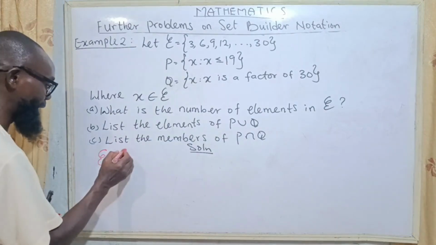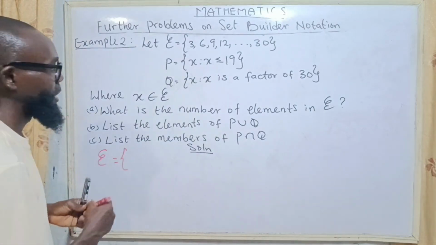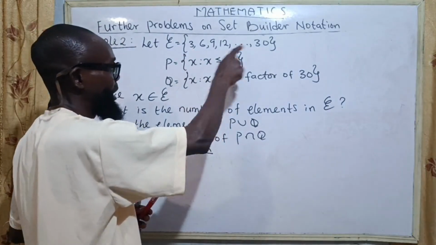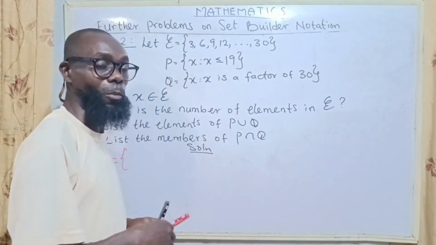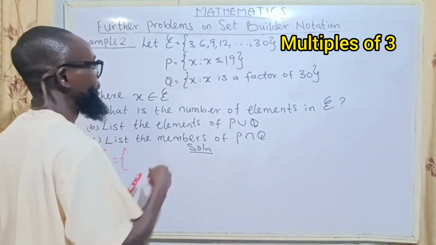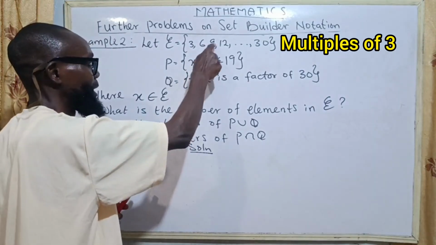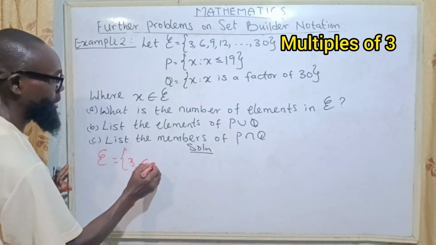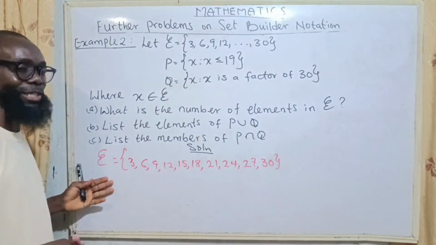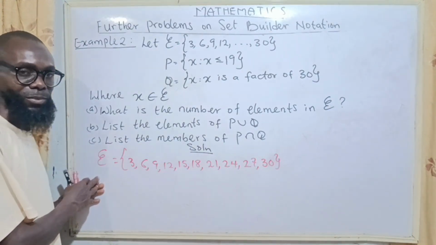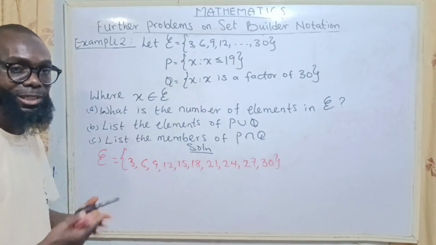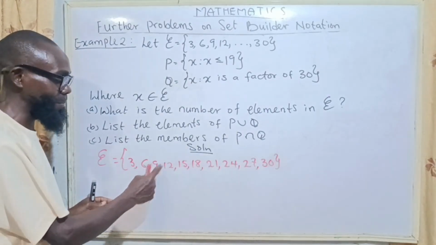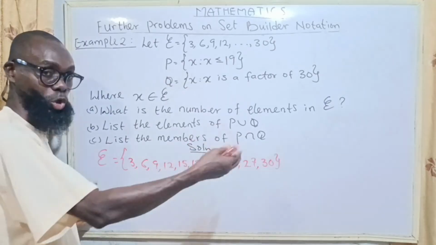Let us list all the elements in the universal set. Looking at the 3, 6, 9, 12, definitely we're talking about multiples of 3. 3 plus 3, 6. 6 plus 3, 9. 9 plus 3, 12. 12 plus 3, 15, and so on like that. So these are the universal set.